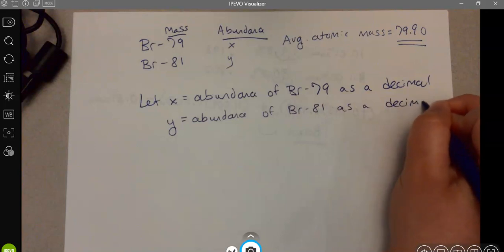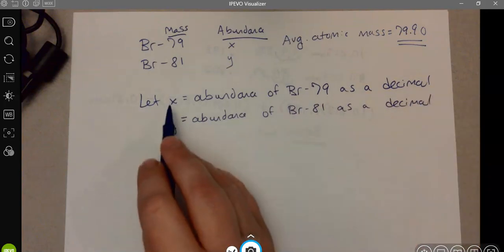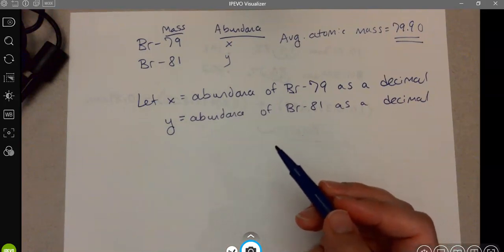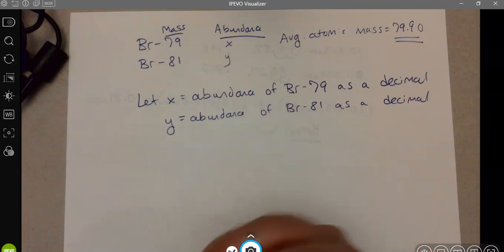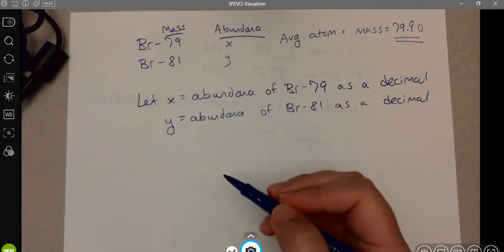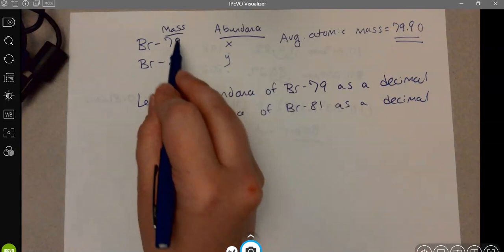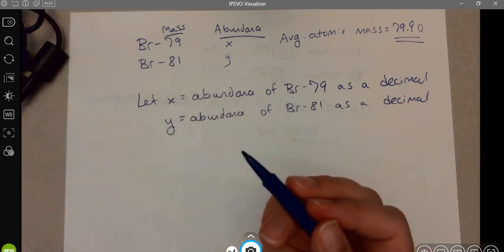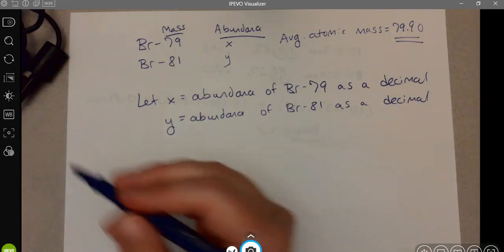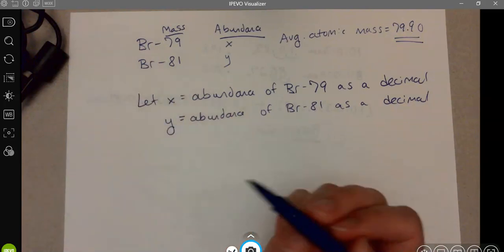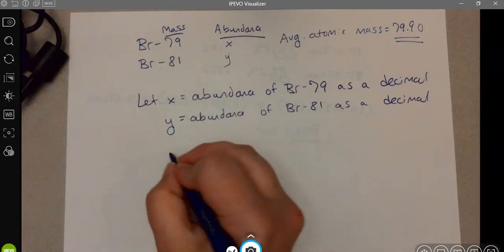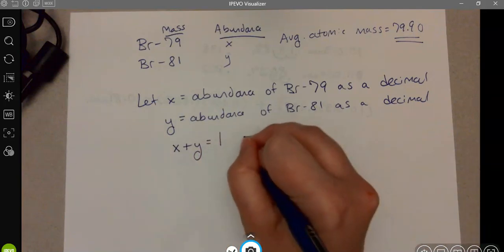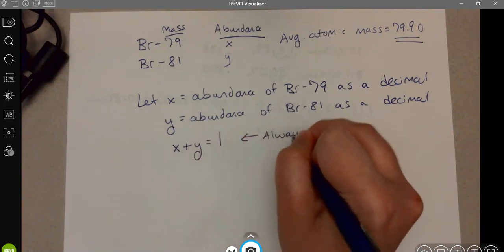Now, the first thing we do is we always identify our variables, so we've done that. Now, we need two equations to write a system. So we have to think, what are two things I know about these variables? Now, if these are the only isotopes I have, their percentage abundances have to add to what? They have to add to 100, right? Because all bromine is one or the other. So their percents as a decimal then have to add to 1. So I could say x plus y equals 1. This is always your first equation.